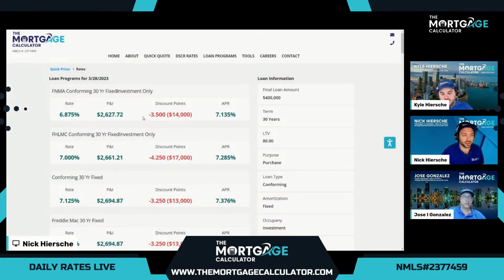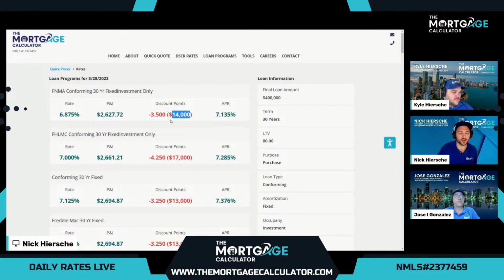Now, keep in mind here that the GSEs for the conventional loan programs have added loan level price adjustments for investment properties. So while we have a very reasonable rate here of 6.875, the discount points are very high because there are price adjustments here. Unfortunately, the computer did not find a 1 discount point option. The best combo here for the lowest APR was 3.5 discount points, which in this example is $14,000, which is a lot of money out of pocket for our investors.